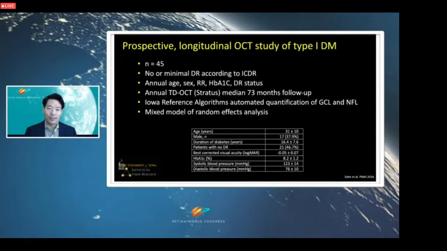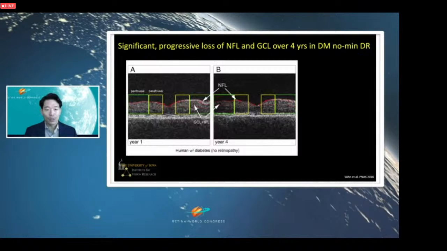So we did a prospective study looking at patients with diabetes, but not much diabetic retinopathy. Half of them did not have any diabetic retinopathy. The other half had very mild diabetic retinopathy. The median time of follow-up in these patients was 73 months. We looked at things like blood sugar and the duration of diabetes, and we used the Iowa Reference Algorithms to automatically quantify the GCL and nerve fiber layer. What you can see here in this representative OCT is how, between year 1 and year 4, this particular patient without any retinopathy but with diabetes had thinning of the NFL and the GCL-IPL.